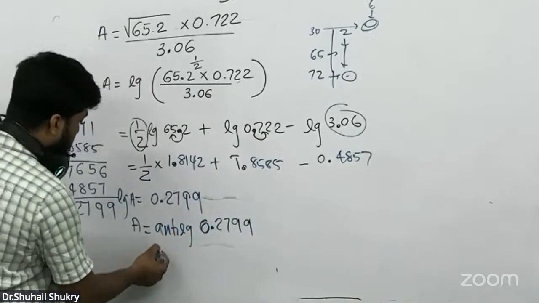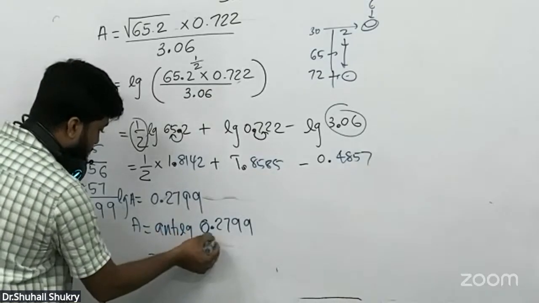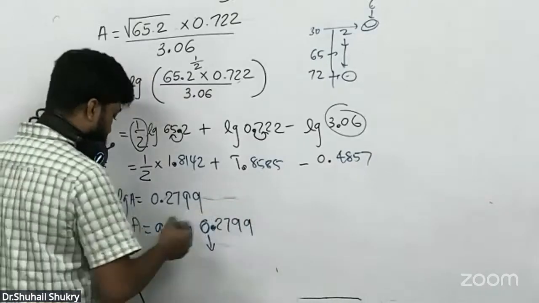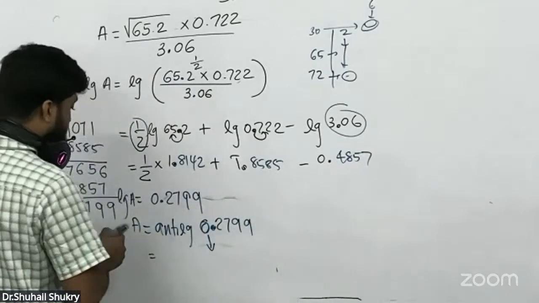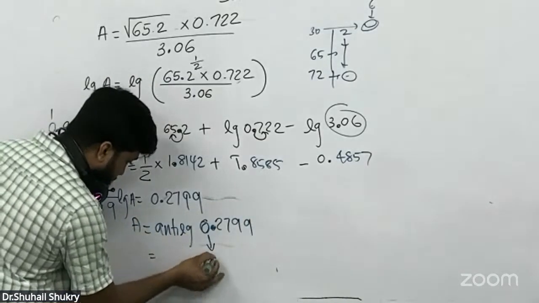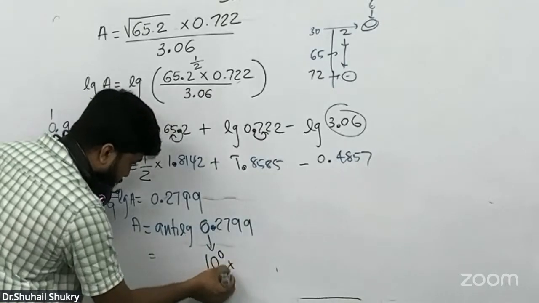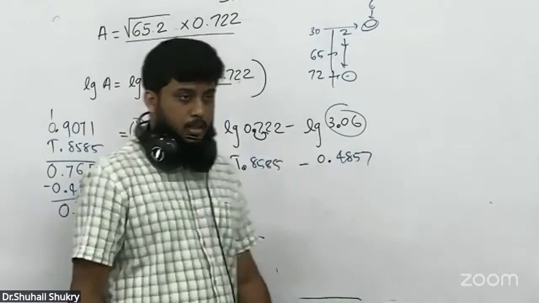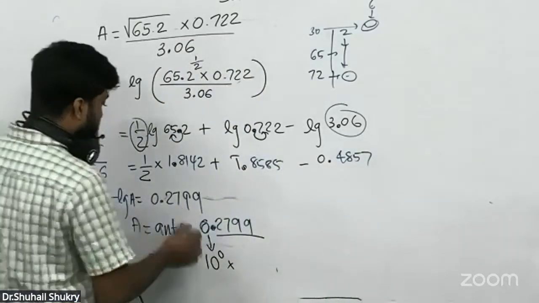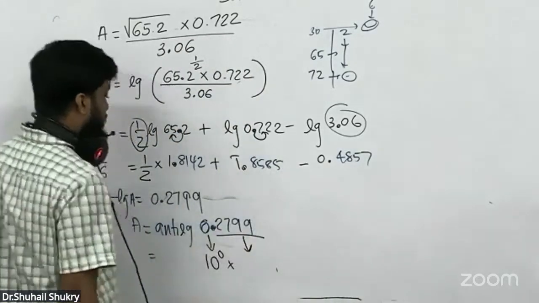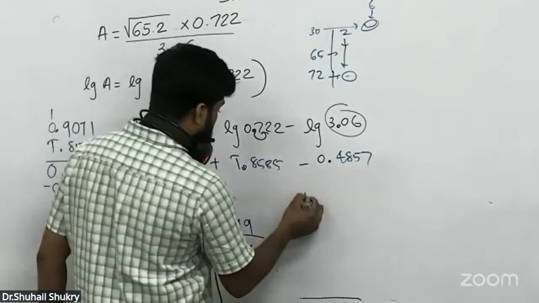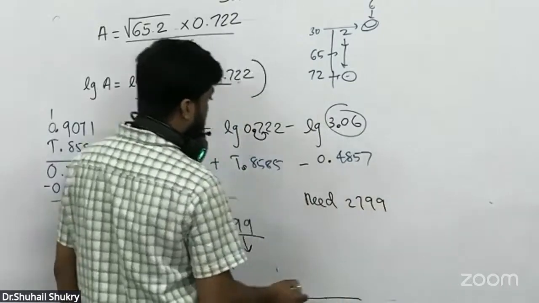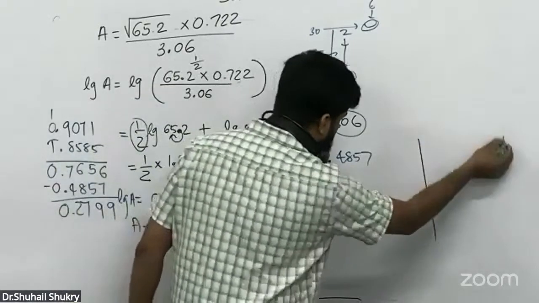Very easy. To see the anti-log value, whatever the number before the decimal point, write as 10 to the power. This will be 10 to the power 0 into 2799. Write this and find this. So what we need is 2799. You have to search this in the log table, where you can find this.